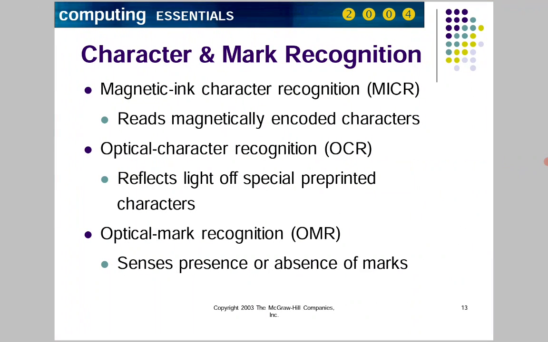So the next type is character and mark recognition. These are important devices. The first one is magnetic ink character recognition, called MICR, which reads magnetically encoded characters. The second one is OCR, optical character recognizers. The third one is OMR. OMR means optical mark recognizers.